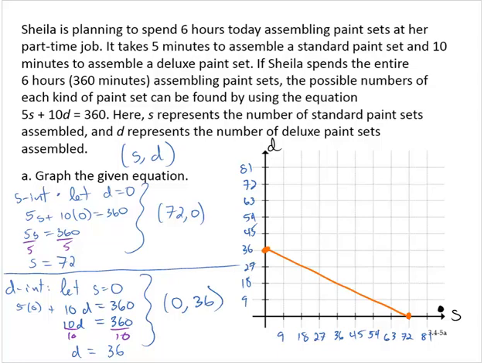Notice I'm not going to continue it on in either direction beyond that, because if I move to the left, I would have a negative value for s. I can't have a negative number of standard paint sets. And if I move any further to the right, I would have a negative number of deluxe paint sets. So I'm just going to draw that line segment.